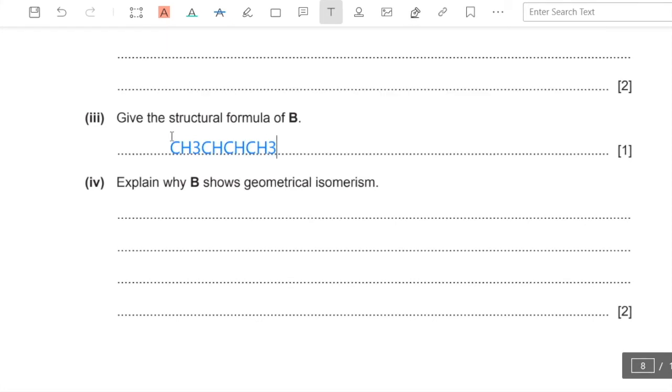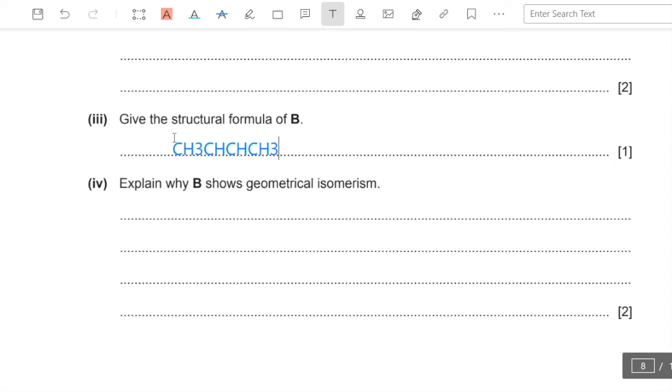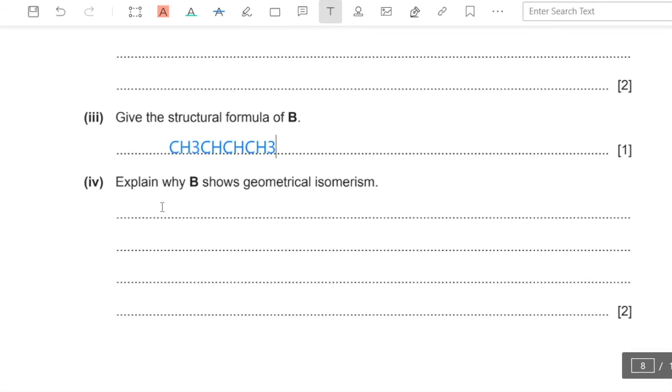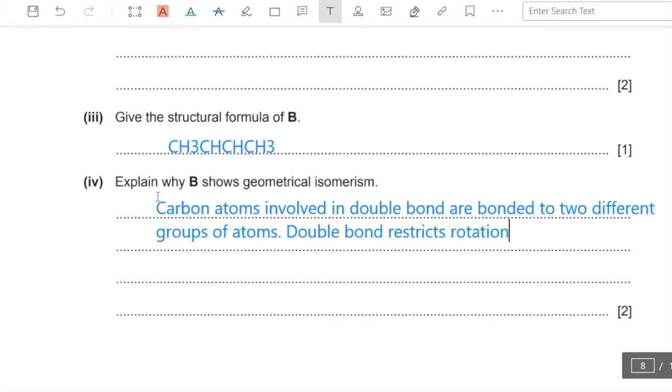4. Explain why B shows geometrical isomerism. Geometrical isomerism is a branch of stereoisomerism which occurs in compounds having double bonds between carbon atoms, and the carbon atoms that are involved have two different groups of atoms bonded to them. So you can write it down over here, and the double bond restricts the rotation.